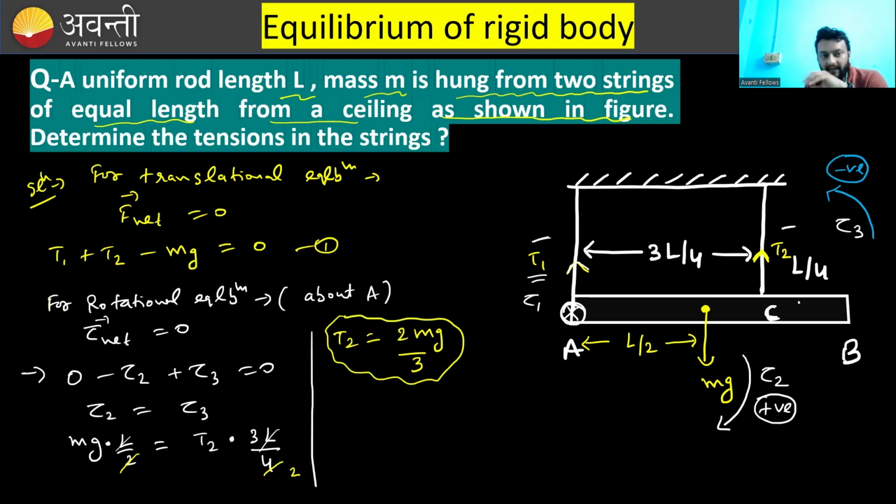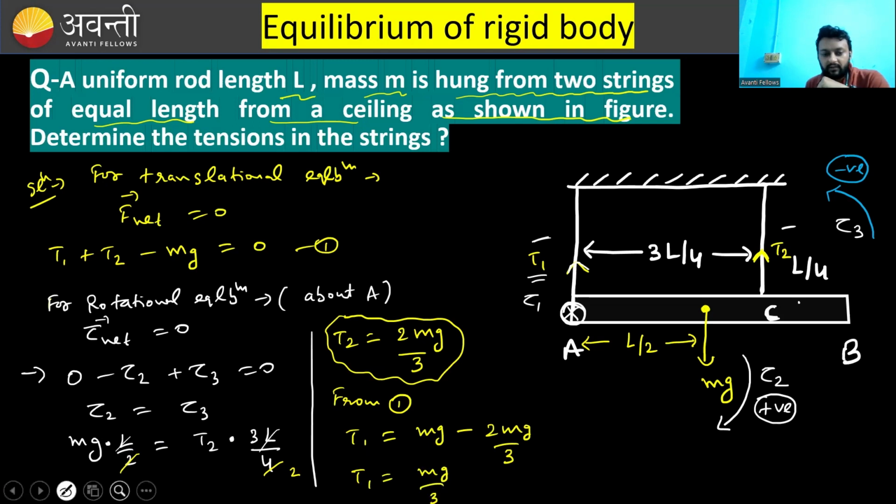Now, can you solve T1 from equation 1? From equation 1, T1 will be what? Mg minus T2. T2 is what? 2 mg by 3. So T1 will be mg by 3.